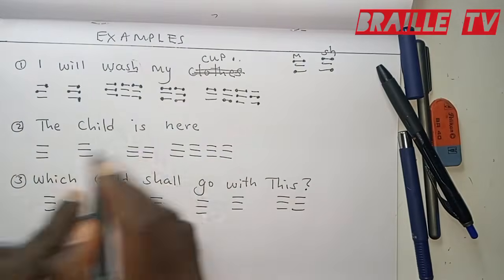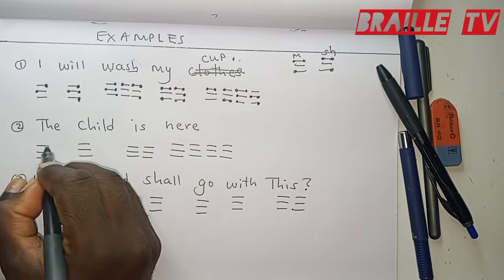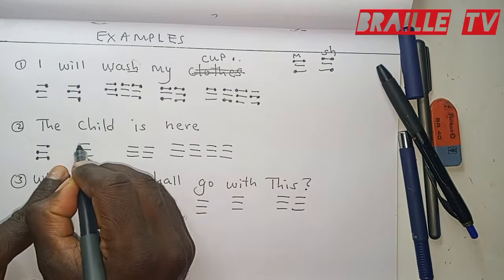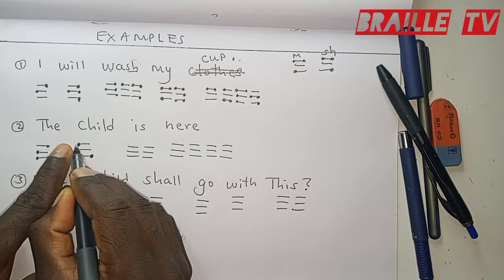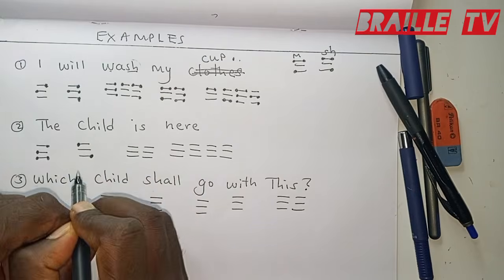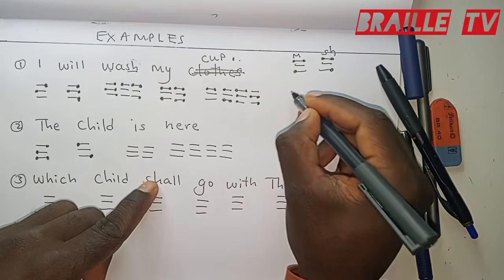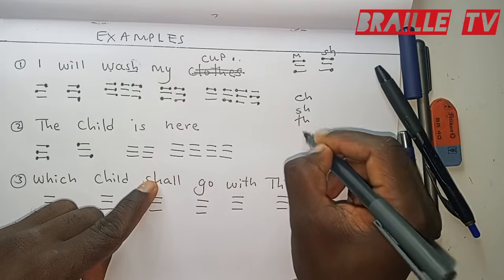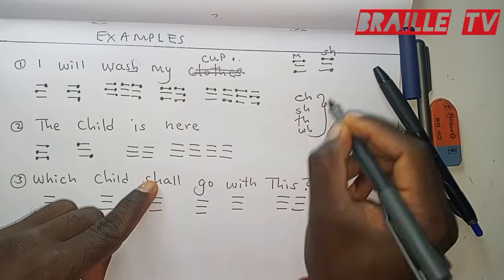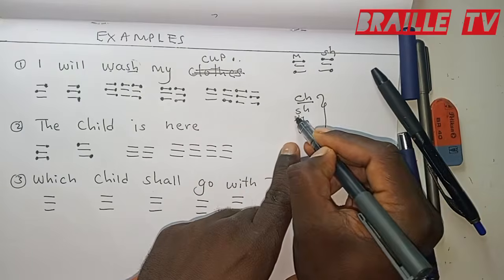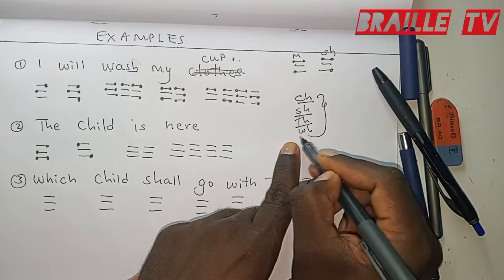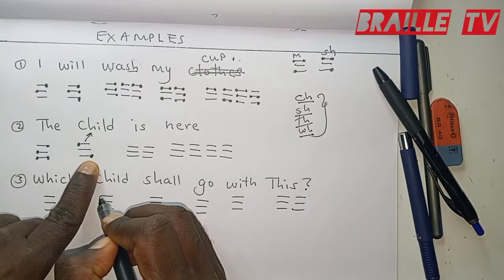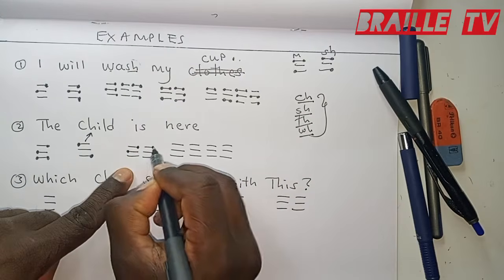The child is here. The child is here. So there, remember we looked at the special word signs, and we said it is written like that. Child, I told you child is CH standalone. Because we said CH, SH, TH, and WH have word signs, whereby this one is child, SH is shall, this one is this, this one is which. So here, CH standalone stands for the word child. So it's a contraction. So you write it like that.